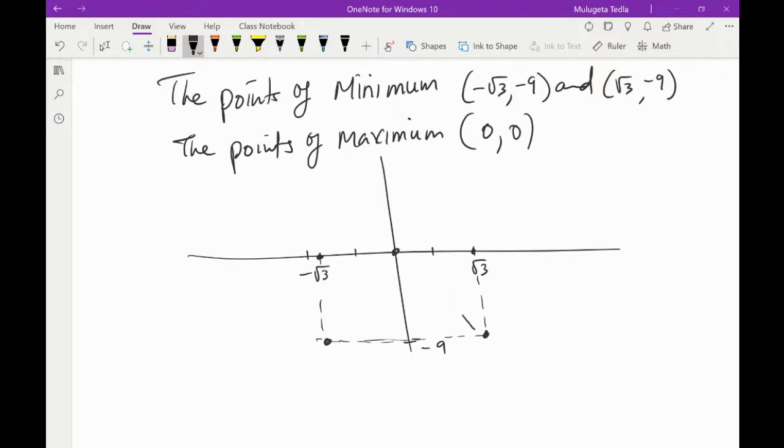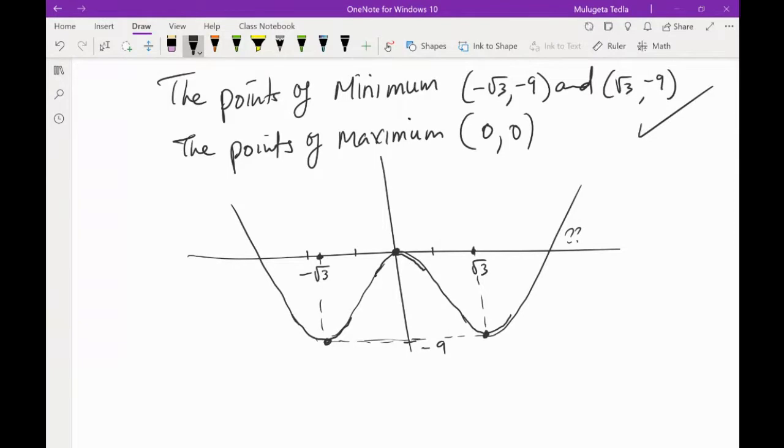Both of them are local minimums, so the graph must look like this, because they are minimum points. At the maximum, it has to be like that, because it's a maximum, you see? So we are able to sketch right away. It's increasing on this side and decreasing on this side, because our intervals are increasing, then decreasing, and then increasing.